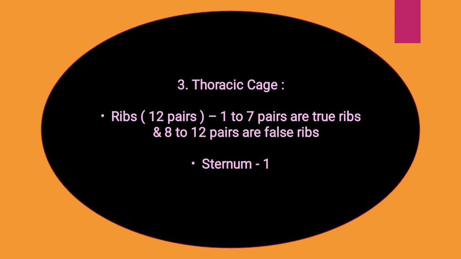The third one is the thoracic cage. In that, ribs are present, which are 12 pairs of ribs. In that, 1 to 7 pairs are true ribs and 8 to 12 pairs are false ribs, and the middle bone is known as the sternum. In that, 8 to 12 pairs are not directly connected with the sternum, that's why they are known as the false ribs.